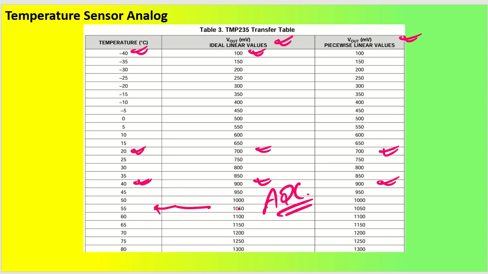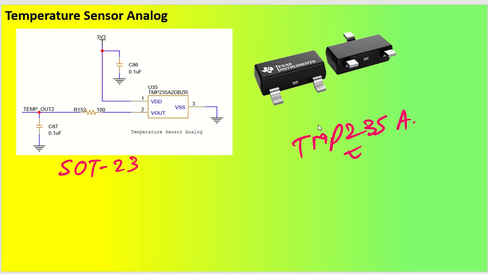Got it? So if you are seeing 1.05 volt, or that is 1050 millivolt, you will be able to decide the temperature is 55 degrees centigrade. Got it? Now what is happening these days is there is a very long lead time for the SOT23 package. So Texas Instruments and other manufacturers have come up with the SC70 package, which is a 6-pin package. So that also you can replace.